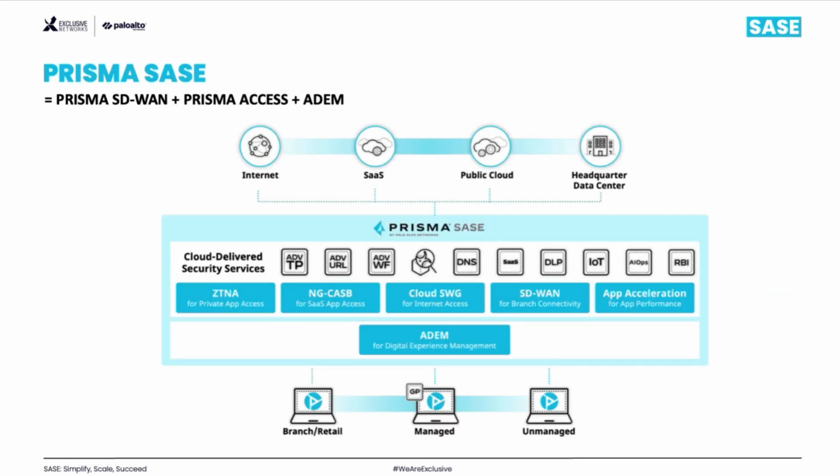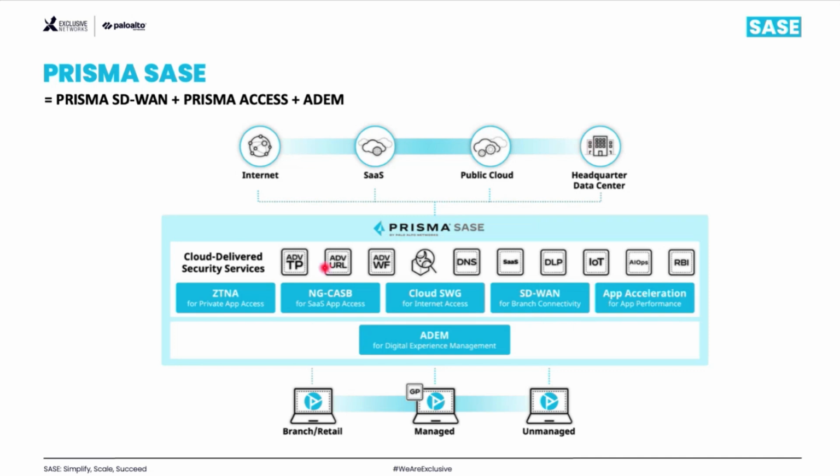So how does it work, and how does a user connect to or through Prisma SASE to access applications? Well, at the bottom of the slide, we have the branch offices, so the locations. We have managed and unmanaged devices that we will touch on later on. And they will need to connect through Prisma SASE to access either public applications, such as SaaS applications, IaaS, PaaS, or private applications sitting at the headquarters, data center, or even in the cloud.